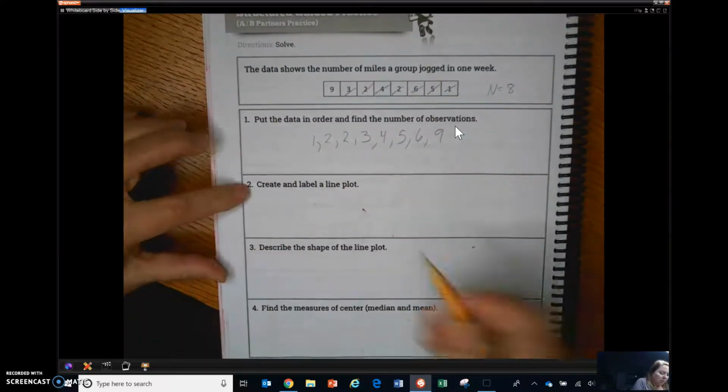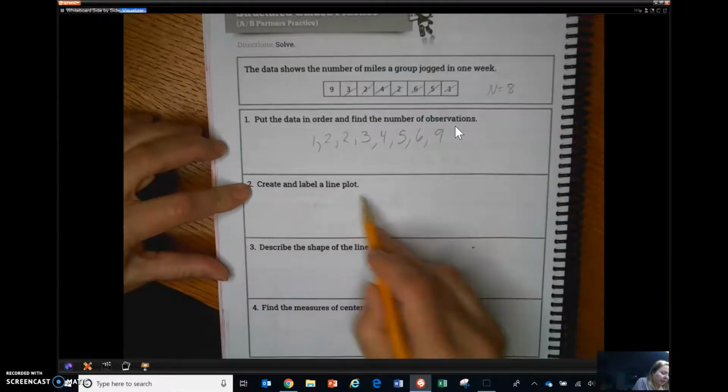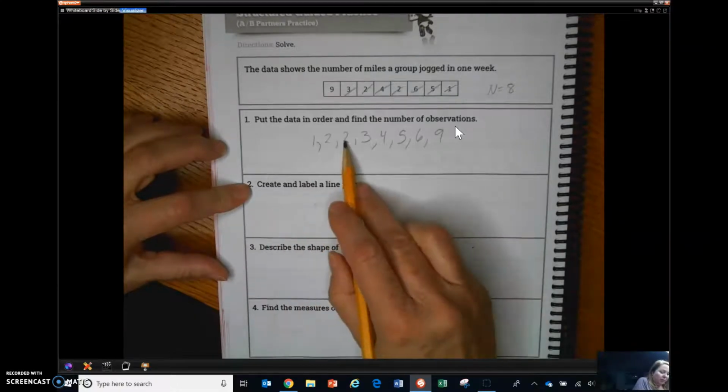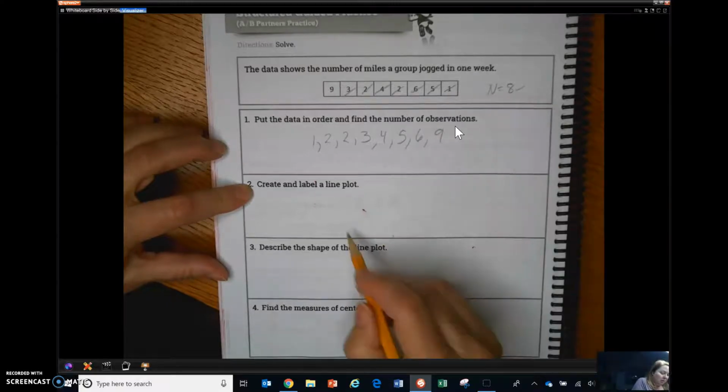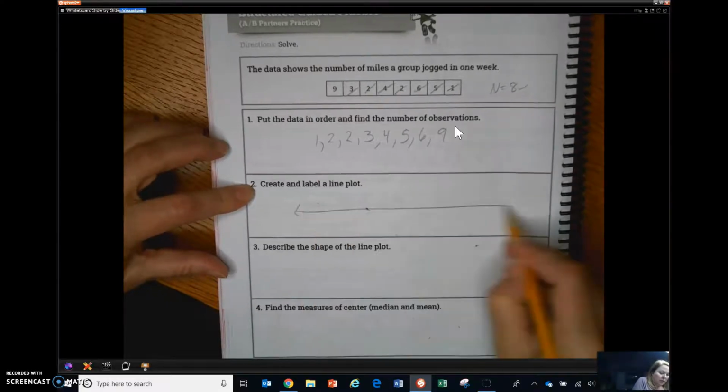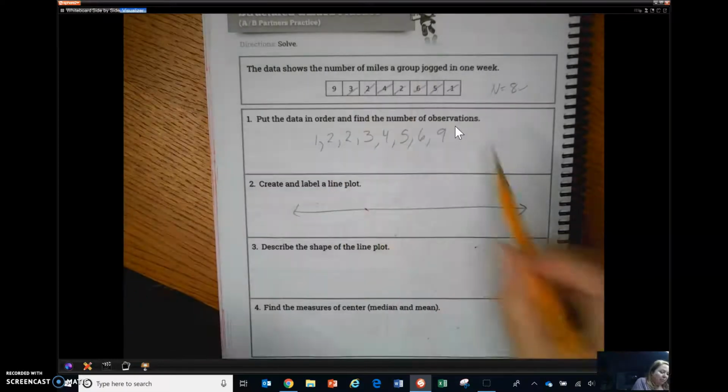Okay, so now I'm going to create and label my line. Oh, and then 1, 2, 3, 4, 5, 6, 7, 8. So I've got my 8. The title is Miles Jogged.